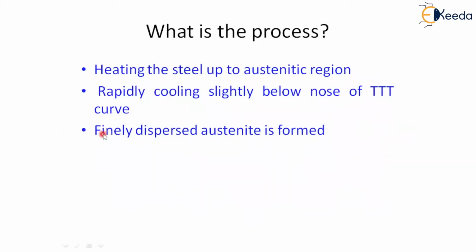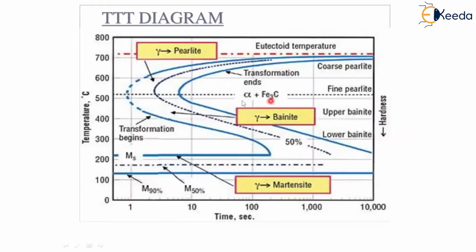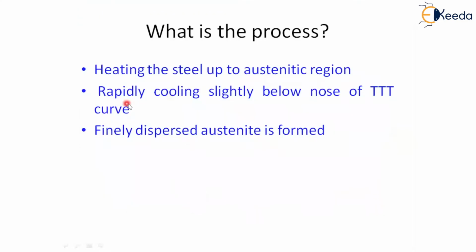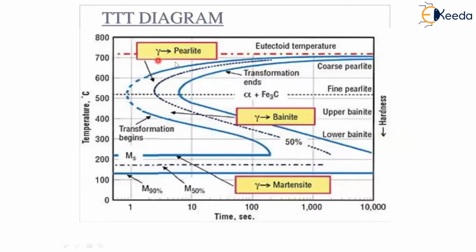Here we have said that we are rapidly cooling to slightly below the nose of the TTT curve. Below the nose of the TTT curve means just below, like this. This is the nose of the TTT curve. So we have to cool until it reaches below the nose of the TTT curve, after heating up to the austenitic region.